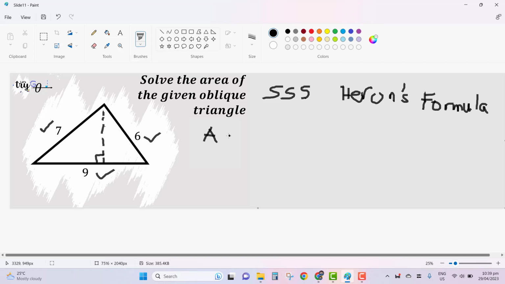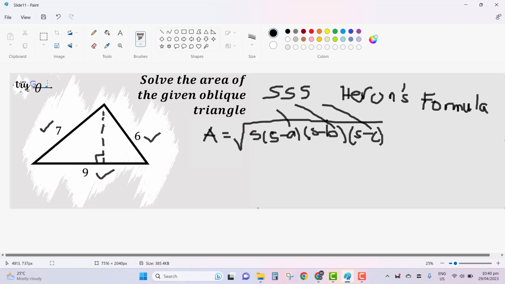Heron's formula is computed as the square root of the product of S times the difference of S minus A, times the difference of S minus B, and times the difference of S minus C. Now for this, A, B, and C are all the given side measurements. It's up to you which side you prefer to be called A, B, or C. It doesn't matter, because for this operation it's multiplication, and multiplication is commutative.